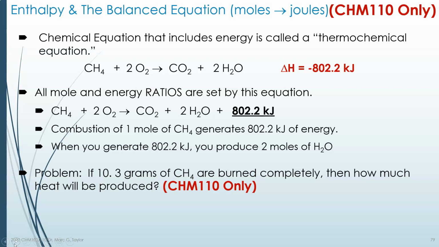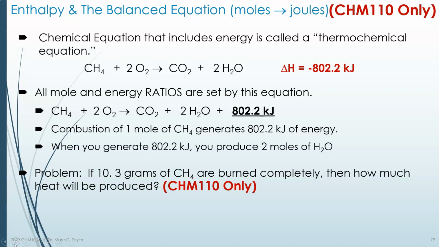So here's a problem. If 10.3 grams, and anytime you see grams in a problem, think that you probably have to turn it into moles. 10.3 grams of methane are burned completely. That means it completely is turned into carbon dioxide, water, and heat. Then how much heat will be produced?